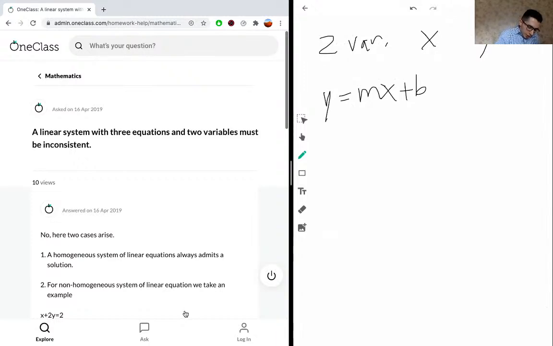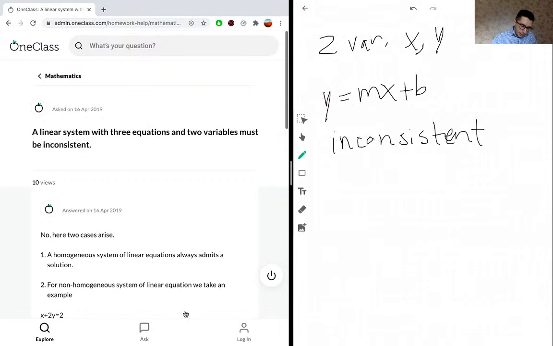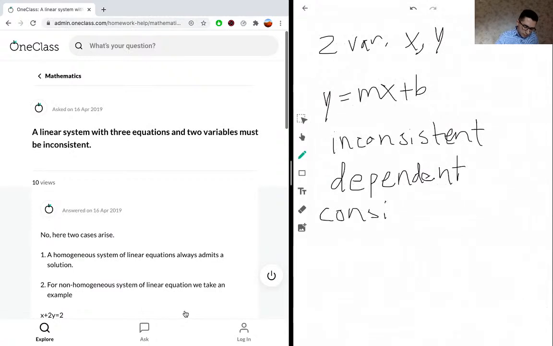To give you a general definition, there's 3 terms that you should know: inconsistent, dependent, and consistent. Let me just make sure the 2 variables that I wrote up top, x and y, are on the screen. So these are 3 terms that give you the relationship between any set of equations.